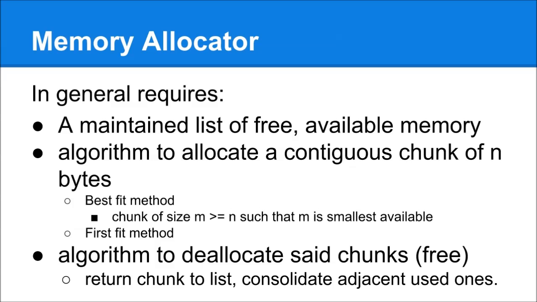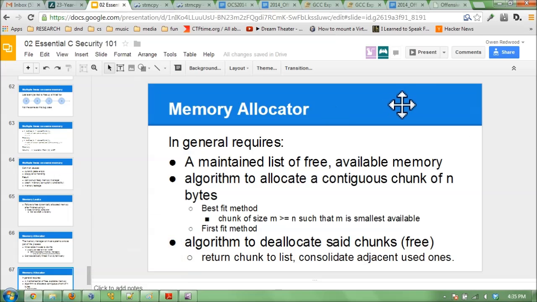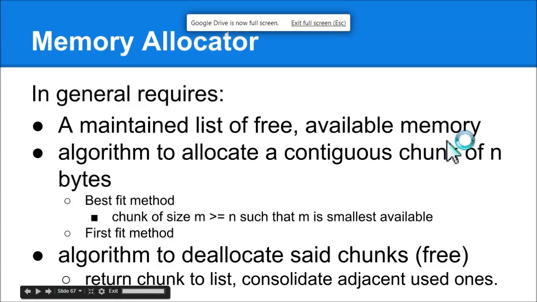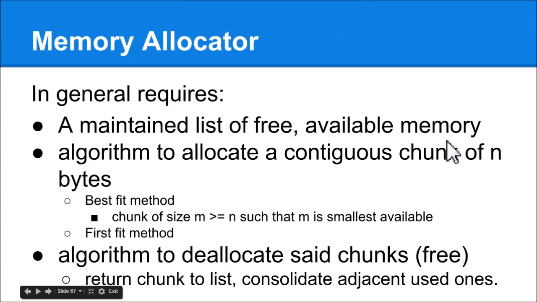So, in general, a memory allocator requires a maintained list of free available memory. So you have a list of the freed memory that you can allocate to be used. And then an algorithm to allocate a contiguous chunk of memory of n given bytes. And there are two general algorithms: the best fit method and the first fit method.